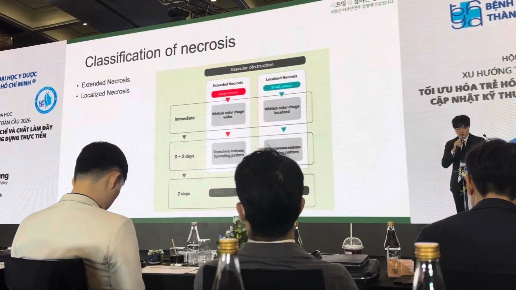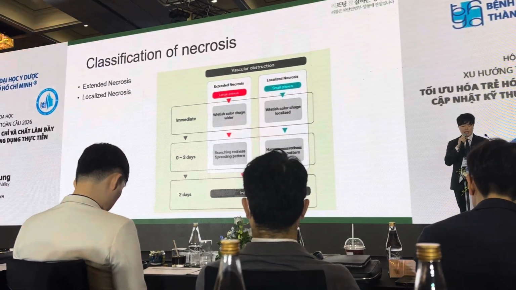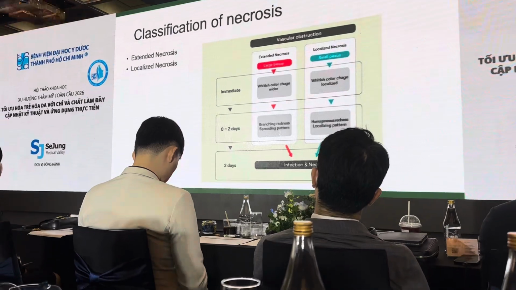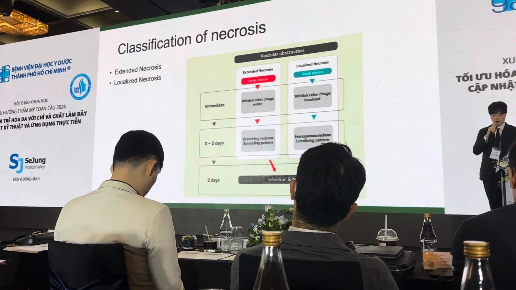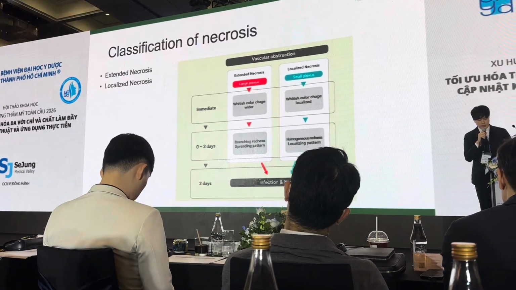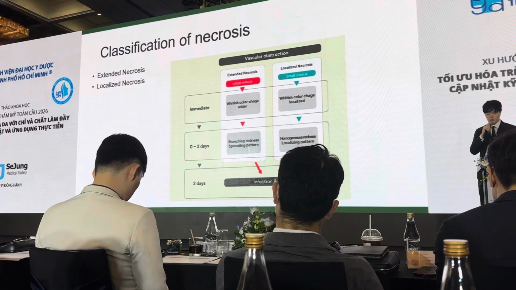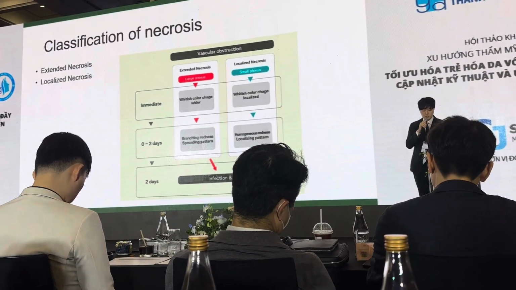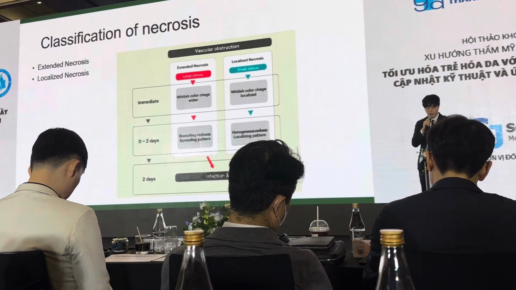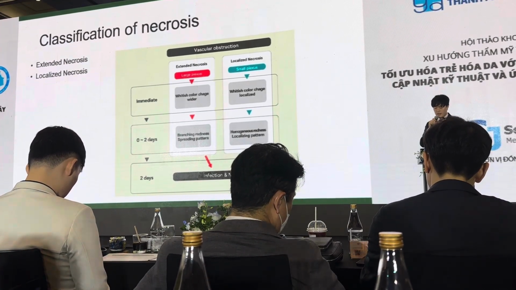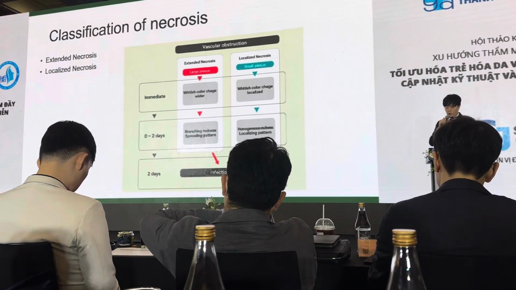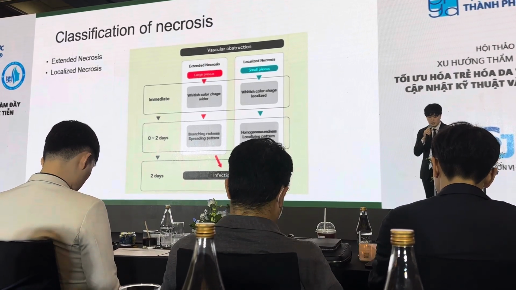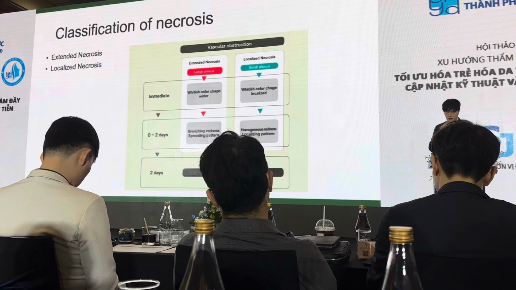Vascular obstruction can be divided into two main types: extended necrosis, which occurs when large vascular plexuses are affected, and localized necrosis, caused by occlusion of a small vascular branch. Extended necrosis usually appears with a branching redness and spreading pattern, whereas localized necrosis presents a homogeneous redness with a localized pattern.